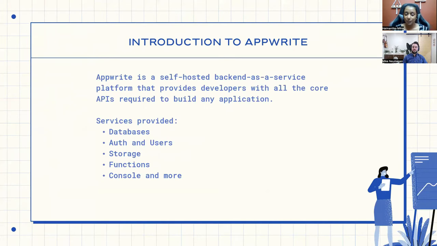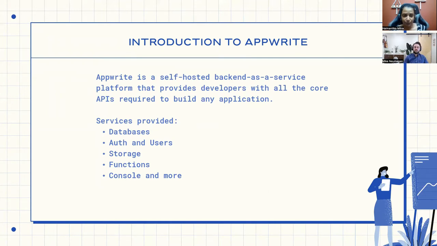Next, here comes the interesting part. We'll be talking about Appwrite and what Appwrite is. Like I mentioned, Appwrite will be handling the backend for us. If you have guessed it correctly, it is a backend as a service solution, and it is self-hosted. It provides us with all the core APIs that are required to build any application. Whenever you're building a project, you need to take care of the front end, and the back end can be handled by Appwrite. You can easily use this for your projects, for hackathons. It's a very friendly tool, or even if you're building a solution for your company, anything at all.